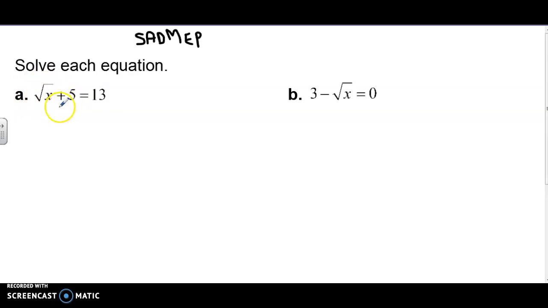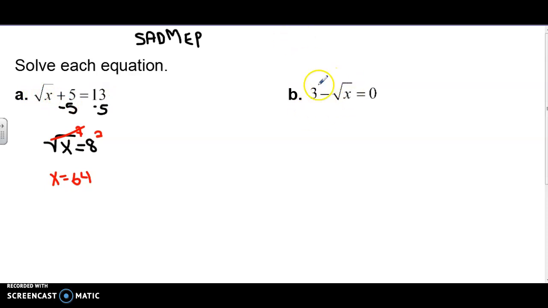So we're going to need to subtract 5 from both sides, and we'll get the square root of x equals 8. Now we want to do inverse operations. So what's the inverse of taking the square root of something? Well, that would be to square both sides. So if we square both sides, that'll cancel that out, and we'll be left with x equals 64. And just like any equation, you can plug 64 back in and see if it works. The square root of 64 is 8. 8 plus 5 is 13. I know I did it correctly.